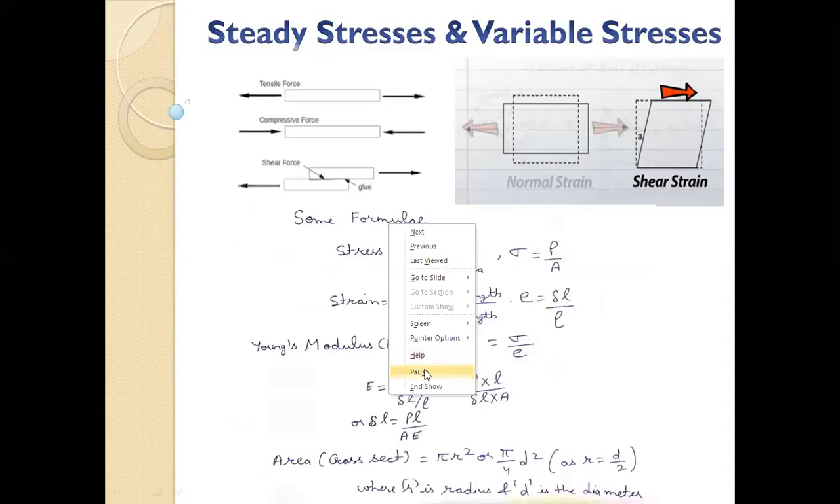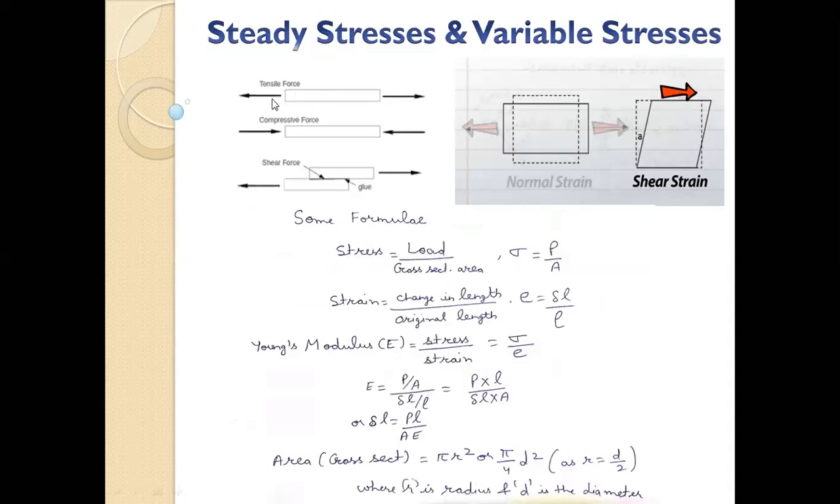Okay, here you see I have put in this. The rod is having three types of load. First is tensile load. We are trying to pull it apart. That is tensile load. Second is compressive. We are trying to push together, we are trying to compress it. That load is compressive. So tensile and compressive loads are the same with opposite direction.